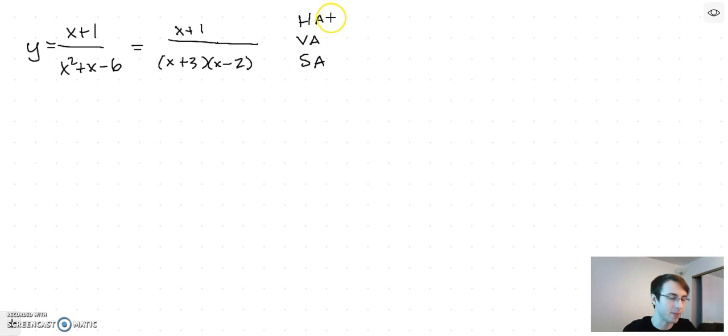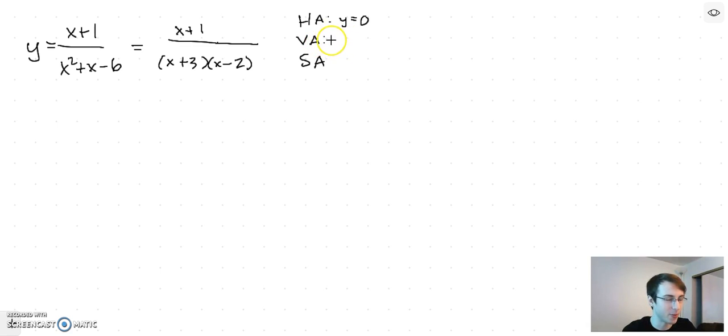So horizontal asymptotes: since the degree of the numerator is less than the degree of the denominator, the horizontal asymptote is going to be y equals 0. The denominator is getting really, really big, and the numerator is not getting as big, so it's going to 0.